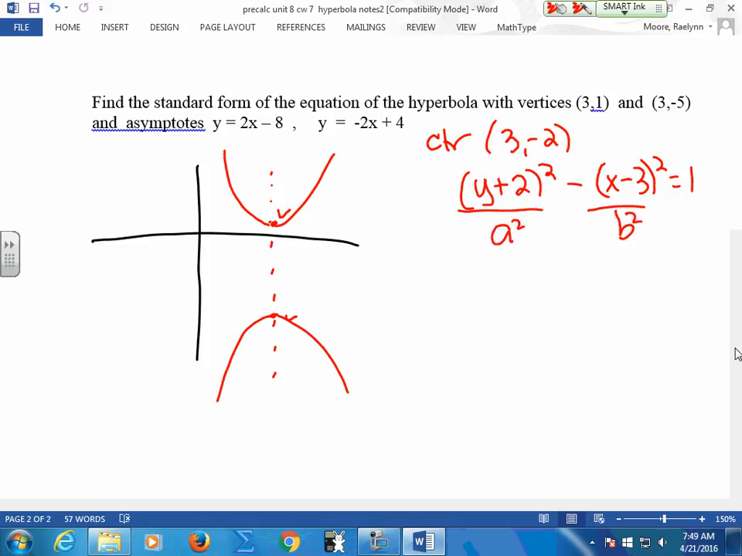Okay. So we know the center, (3, -2). Can we find anything else given this? Find a squared? So let's find a. A is what? A is 3.